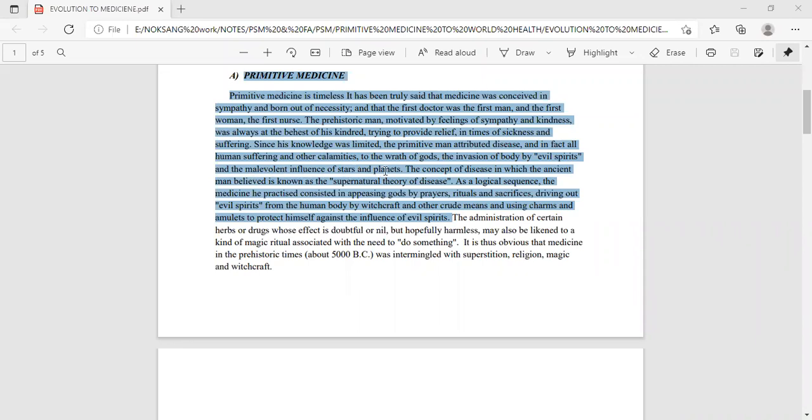So because of this limited knowledge, what they believed is that sicknesses, diseases and human suffering, whatever the people were suffering, was because of the wrath of gods. Wrath of God means they most probably believed in karma, that if you did good, good will happen to you in the next life, and if you did bad, the same thing goes around. So they believed in the wrath of gods.